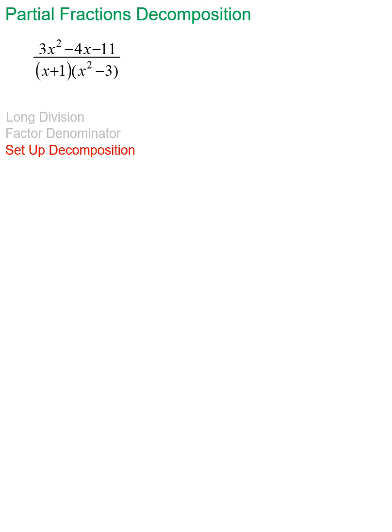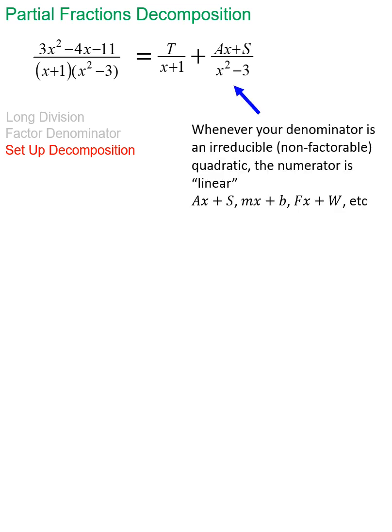I'm going to set up my decomposition. Now here's a new thing. I've broken this up, using each of the factors as a new denominator in my decomposition. But here's what's new. We have something here called an irreducible or non-factorable quadratic. You can't factor x squared minus 3. And whenever that happens, the numerator above it is not just a single letter, i.e. a constant. It is a linear function.